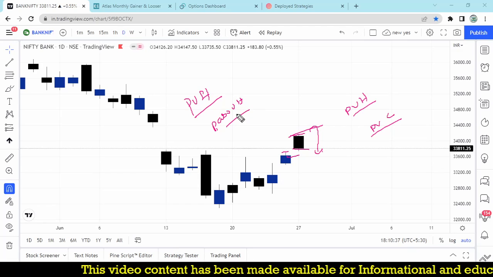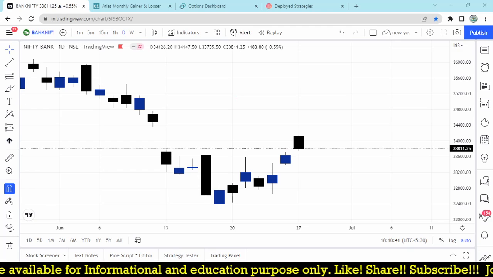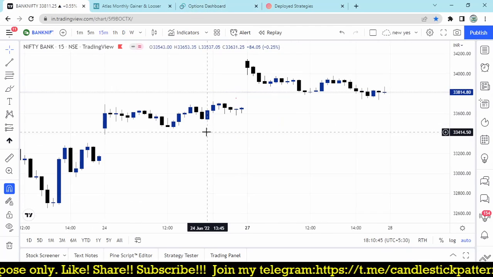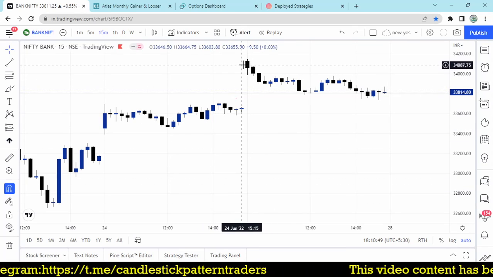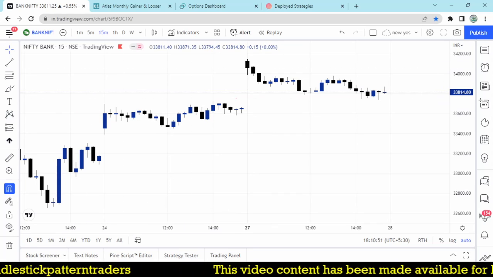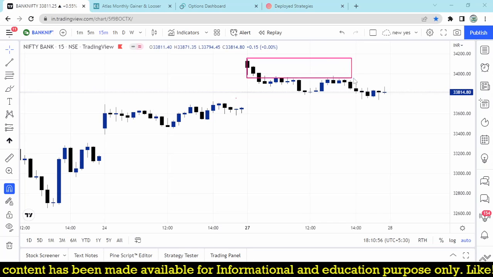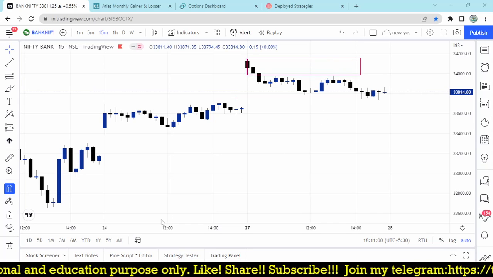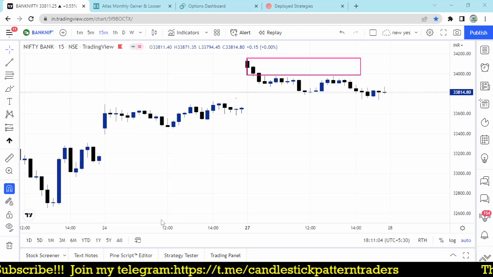Let me check it on the 15 minutes time frame. I will just open the 15 minutes time frame. Can you see that? I'm using a 15 minutes candle where Bank Nifty started above the previous day high, but once it made the 15 minutes high, there was no chance to break that 15 minutes high until the end of the day.